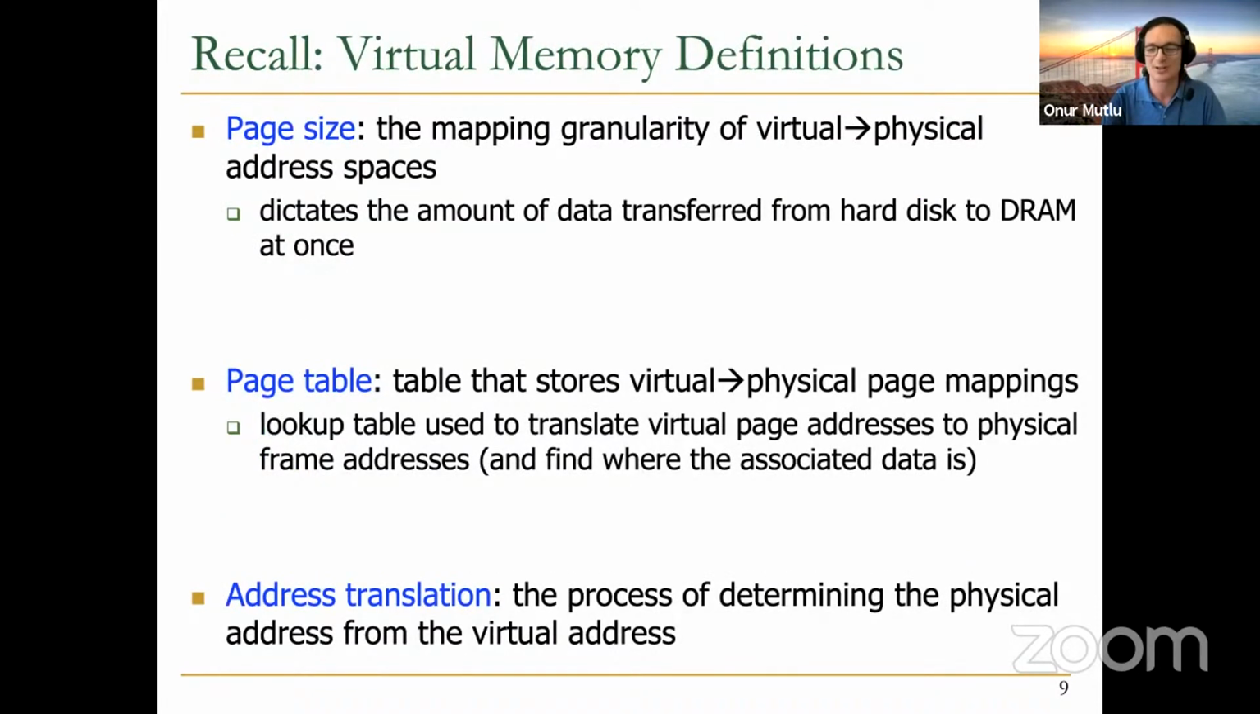Okay, some definitions just to get you on the same page again. No pun intended with the page over here, but essentially page size is the mapping granularity, as we discussed. It also dictates the amount of data transferred from hard disk to DRAM at once. You could optimize that. You could sub-page things, just like we did sub-blocking, if you remember, in caches. But you need to be very careful about this because now things are exposed to software, which is the operating system. Page table, I've already said that multiple times. It's a lookup table that's used to translate virtual page addresses to physical frame addresses. And address translation is that translation process.